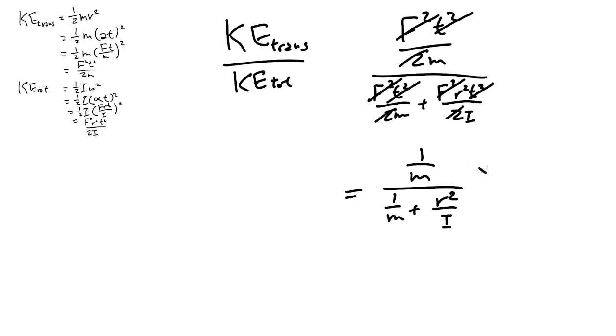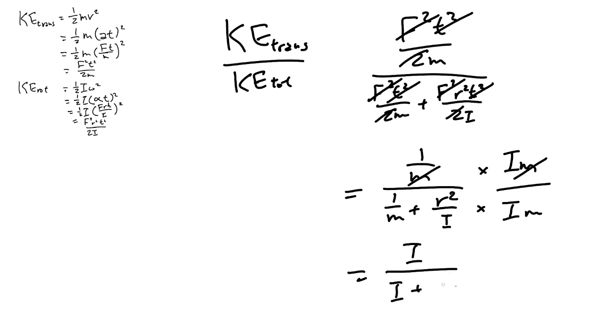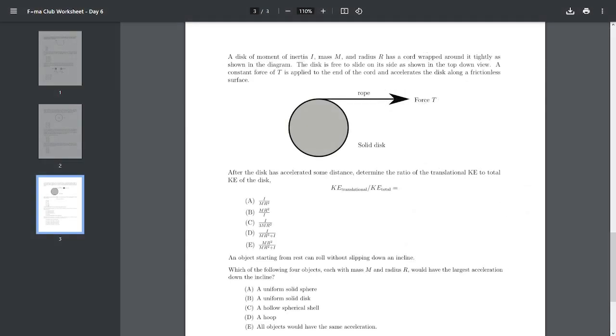So now we can multiply by im over im, right? This is the equivalent of multiplying by 1, but we can simplify some stuff. So this cancels out with this, and this cancels out with that. And so we can now say that this is I divided by I plus mr squared. And if we look back at our homework, we can see that that's going to give us option D, which is I over mr squared plus I.